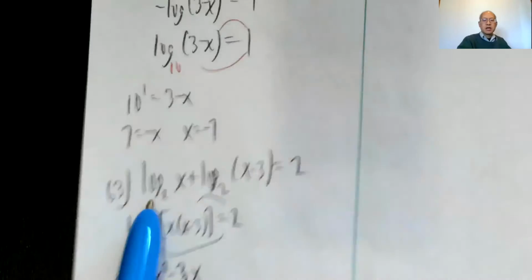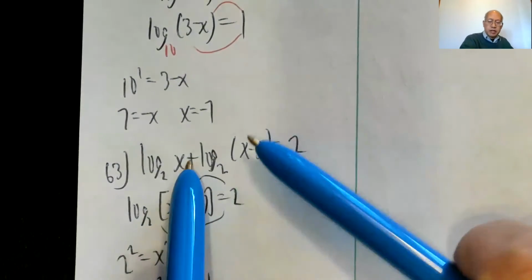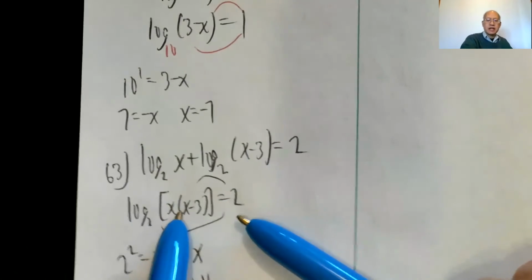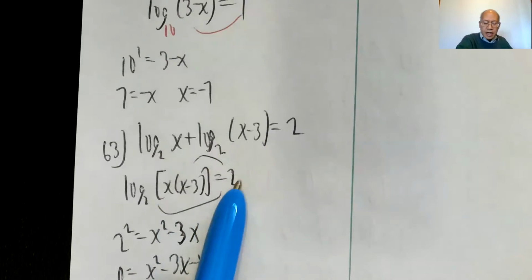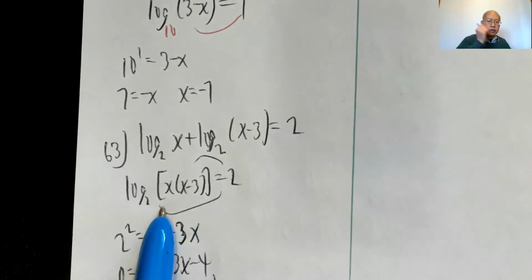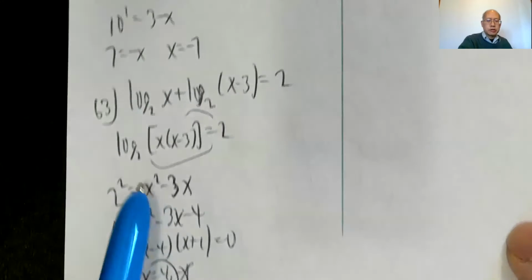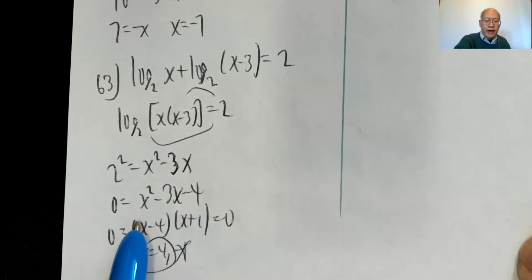In 63, log base 2 of x plus log base 2 of x minus 3. I can put these together as a log of a product. Log base 2 of x times x minus 3 equals 2. Unscramble it. 2 to the second power is equal to this thing, which is the same as x squared minus 3x. Well, 2 squared is 4, so subtract 4 on both sides. 0 equals x squared minus 3x minus 4. Factor x minus 4, x plus 1 equals 0.